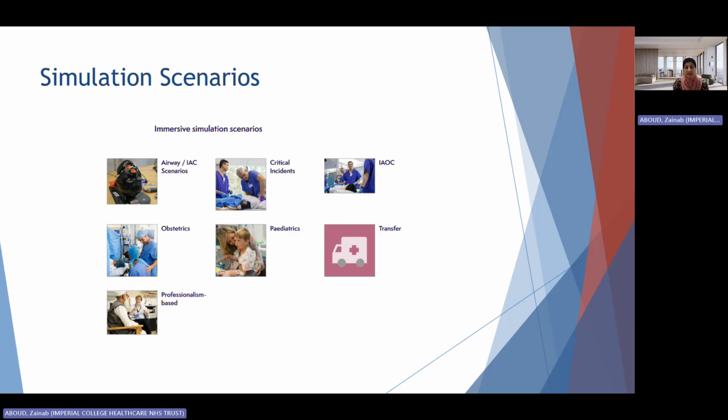So this is just an example of the simulation scenarios provided by the Royal College of Anaesthetists. For example, we have a look at the airway scenarios, and there is a video, which starts with the simulation and then later on has a debrief and learning points. So it's very good at least to watch it, and then any trust or any organization, any anaesthetic department, can use the same scenario to do that. Also critical incidents, there are many of them. Obstetrics, paediatrics, transfer, and also a professionalism-based one on communication skills. They're all very good videos.